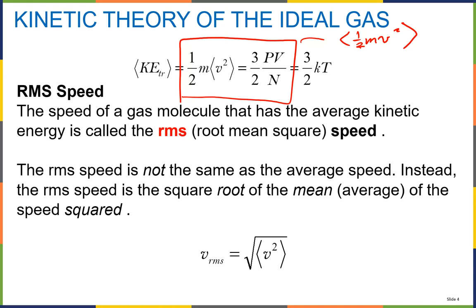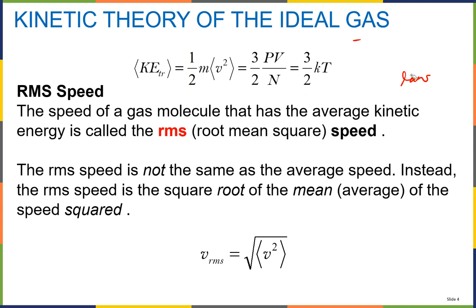Now on the right-hand side, I have 3 PV over N, but if we use the ideal gas law, this whole derivation was for an ideal gas, then PV equals NkT, so PV over N is kT. So this here is just using the ideal gas law. And there are 2 important outcomes that come from this equation. Important outcome number 1, so I'm going to erase all of my markings now. Important outcome number 1 is that the average kinetic energy is proportional to the temperature.